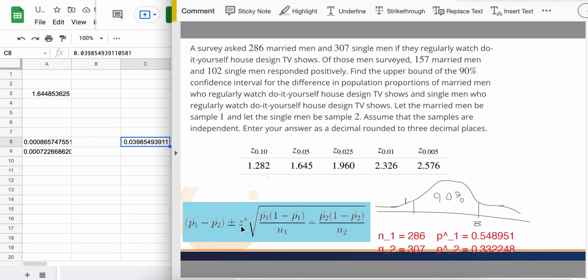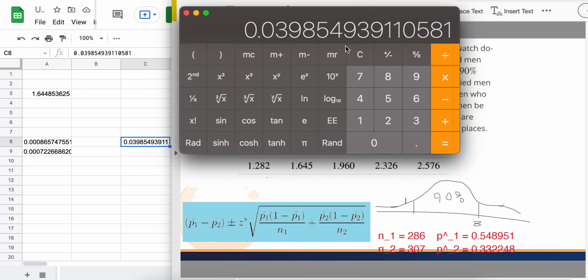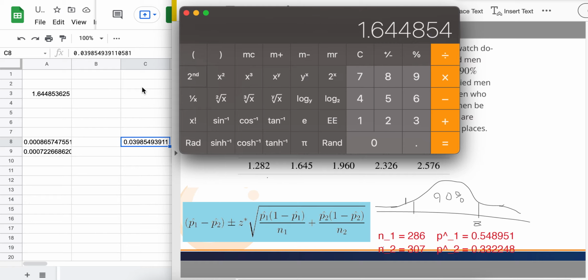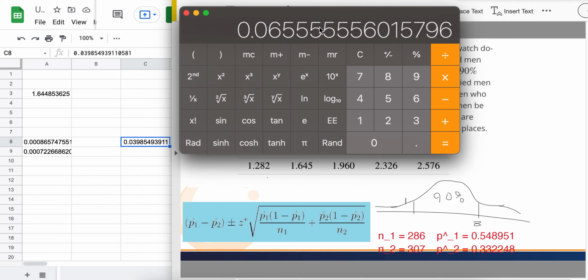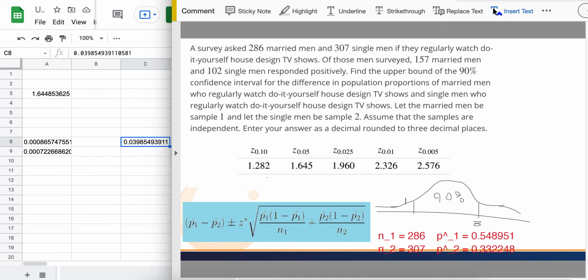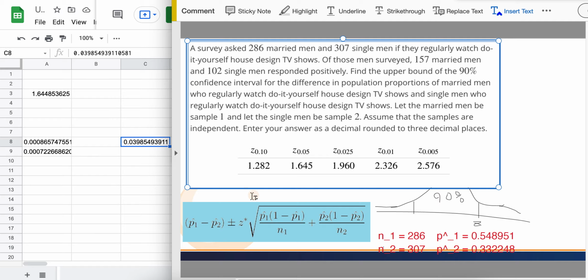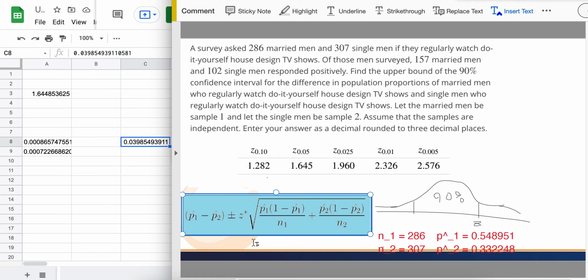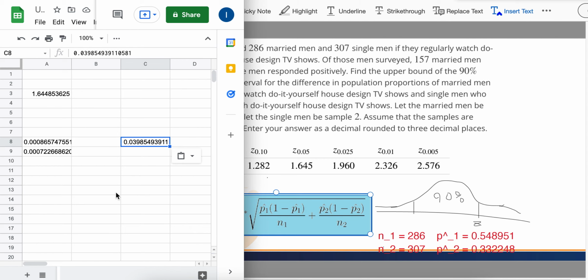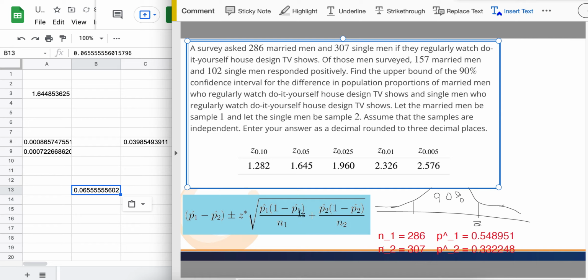I'm supposed to take z and multiply it by what I got from the square root. Okay. So my z is 1.644854, I'm rounding there, times what I got from my square root. So there's my margin of error. Everything to the right of the plus or minus symbol I just got to be 0.065 repeating. I'll just write it over here. That's what I got when computing the margin of error.